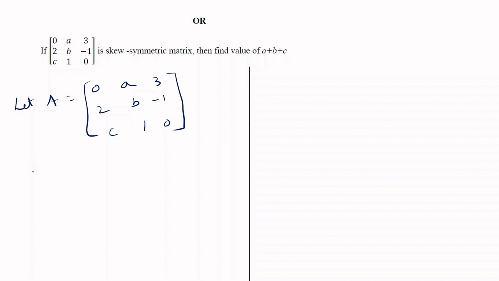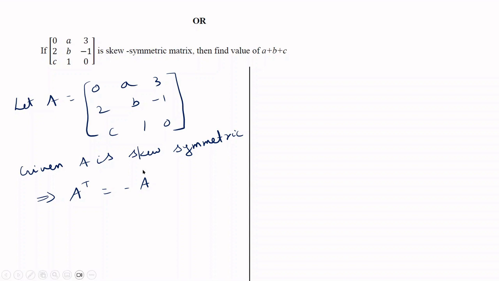Here it is given A is skew symmetric. So this implies A transpose is equal to negative A. A transpose is nothing but the rows become the columns. So the first row becomes the first column, the second row the second column, and the third row the third column. This is equal to minus A.